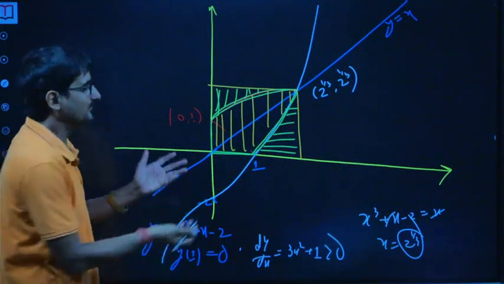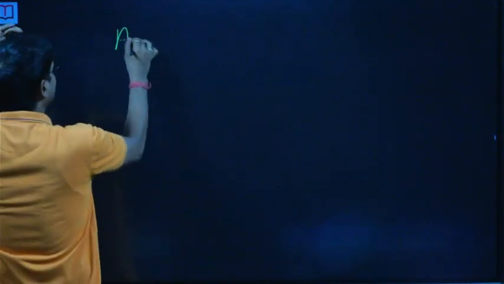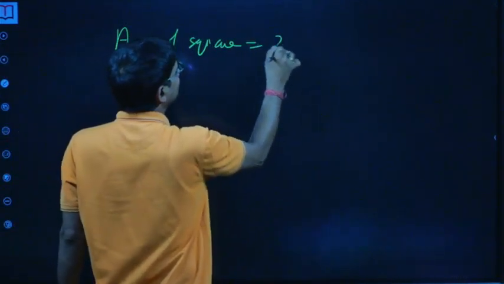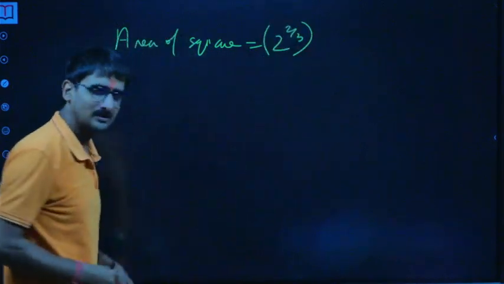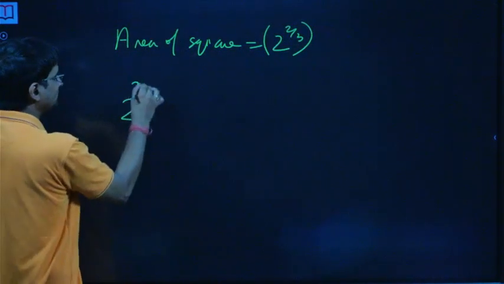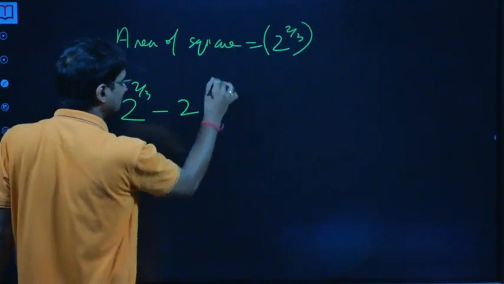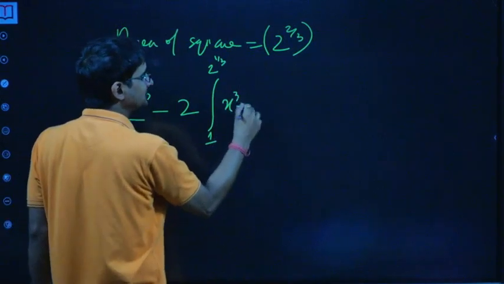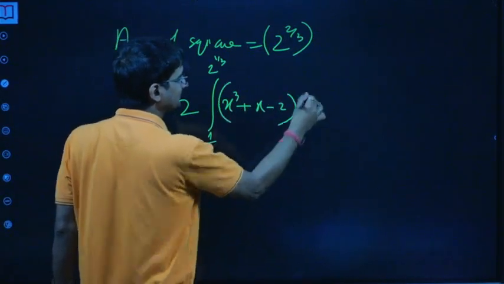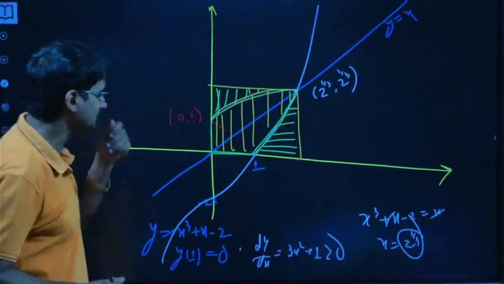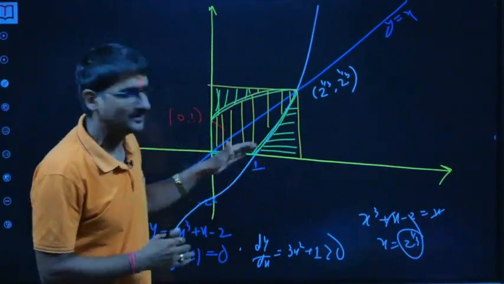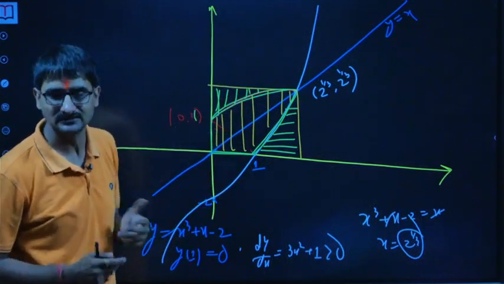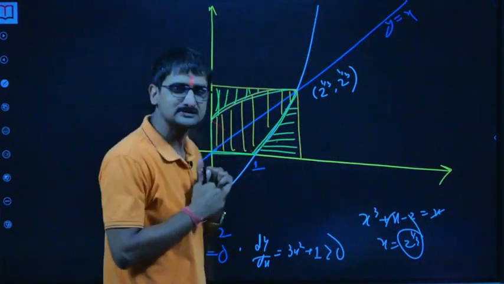Okay, how? So the area of the square is 2 raised to power 1 by 3 into itself, that is 2 raised to power 2 by 3, minus 2 times the integral from 0 to 2 raised to power 1 by 3 of x cube plus x minus 2 dx. All of you agree or not? Why will it be 2 times? Because see, symmetry. The area here will be the same as the area bounded by its inverse with the y-axis, isn't that so? So this area and this area are going to be the same.